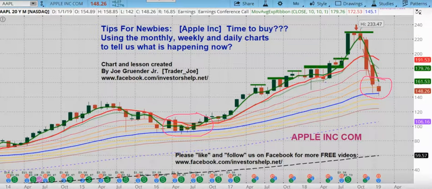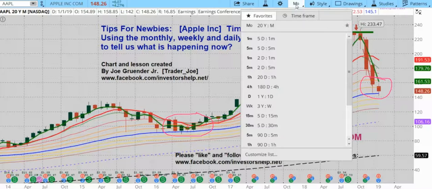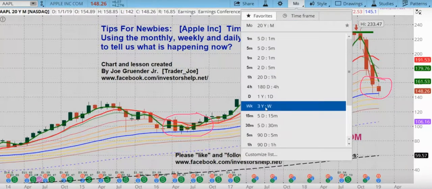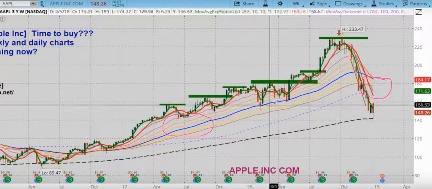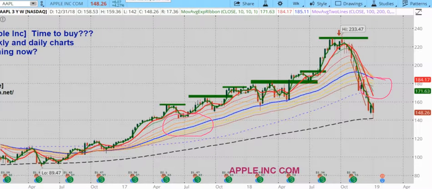Now what I'm going to do is change the time frame. To do that, on the Thinkorswim platform, we go here and we look for a 3-year, in this case, weekly chart. Okay, so now we have a weekly chart.